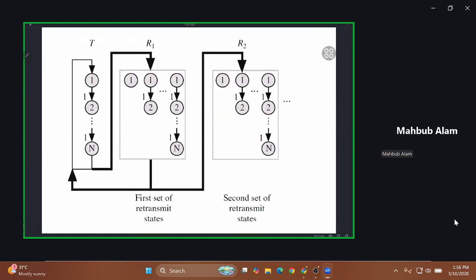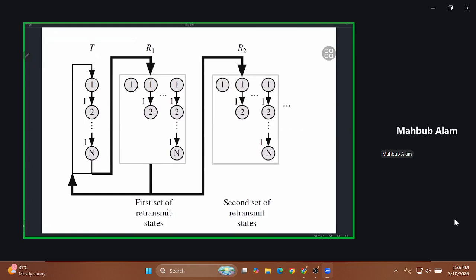This is the Markov chain. It is a 2D diagram, or you can consider it a 3D diagram. It is a 3-dimensional chain. What happens when you have a window of packets? Let's say you have a window of packets and you are transmitting the first one.